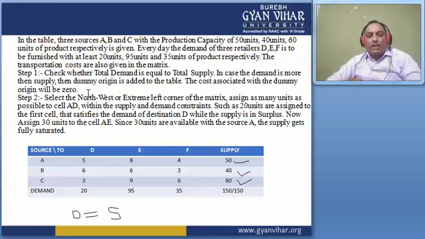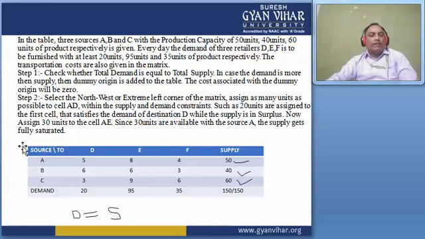For step number 2, select the northwest or extreme left corner of the matrix and assign as many units as possible to cell A and D, within the supply-demand constraint. Such as, 20 units are assigned to the first cell, which satisfies the demand of destination D, and while the supply is in surplus, now assign 30 units to cell AE. Since 30 units are available with source A, the supply gets fully exhausted.